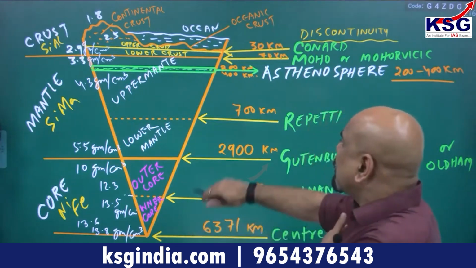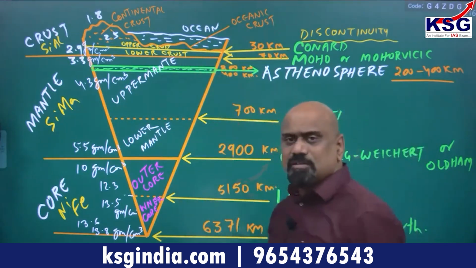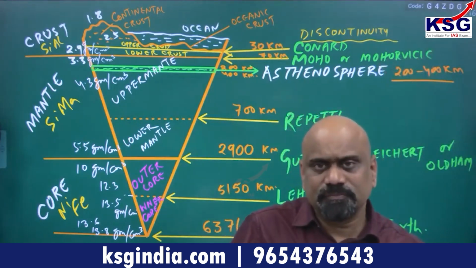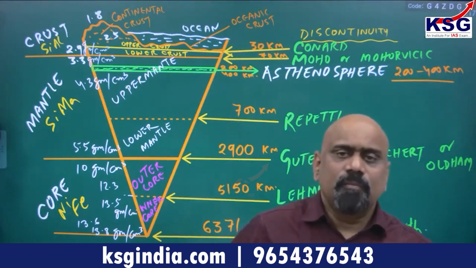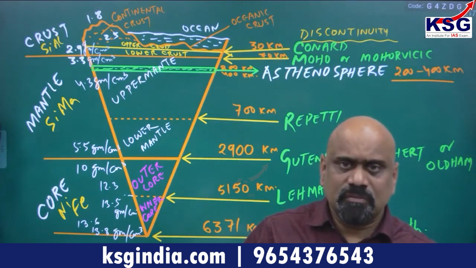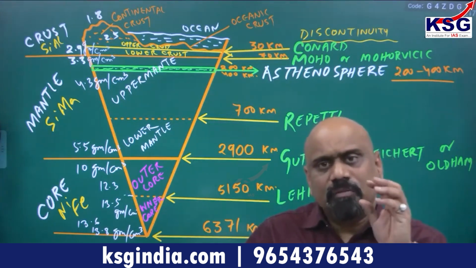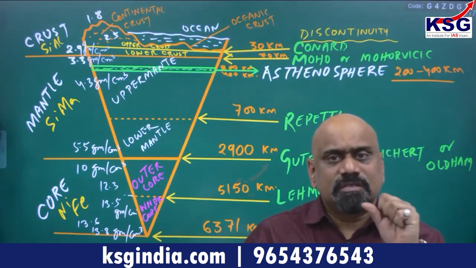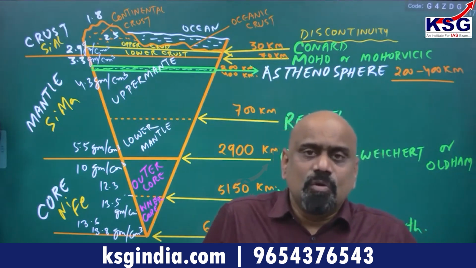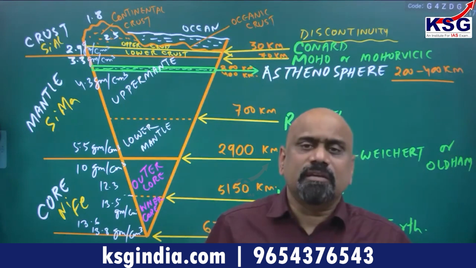The crust is of two types, continental crust and oceanic crust. Continental crust is thick, oceanic crust is thin. Remember, based on its density and composition, the continental crust is less dense, oceanic crust is more dense. Oceanic crust is mostly basaltic.